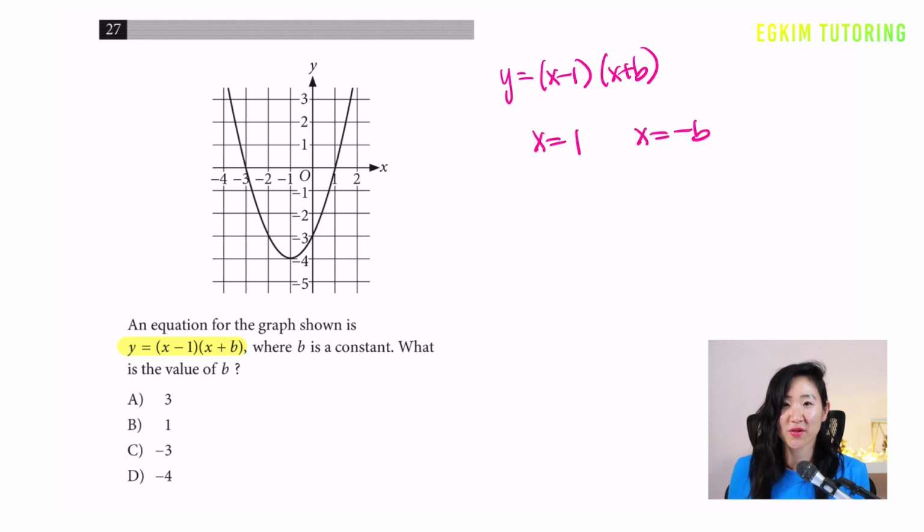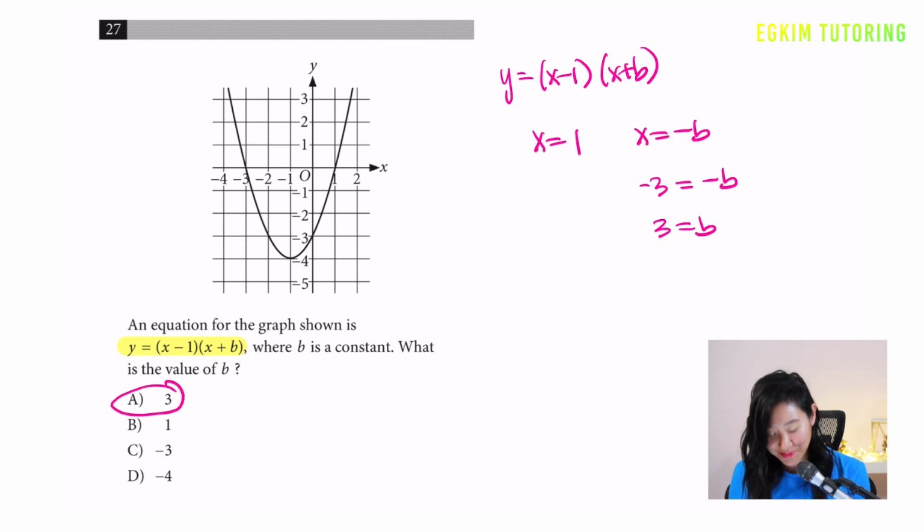If you look at the graph, you can tell that one of the zeros is at x equals 1, which goes with the solution right here. That means that the other zero, which is at x equals negative 3, goes with this solution right here. But negative 3 isn't the answer because you have to plug it back into the equation. So we have negative 3 is equal to negative b, and then the negatives cancel out, so you get 3 is equal to b, so your answer is just A.